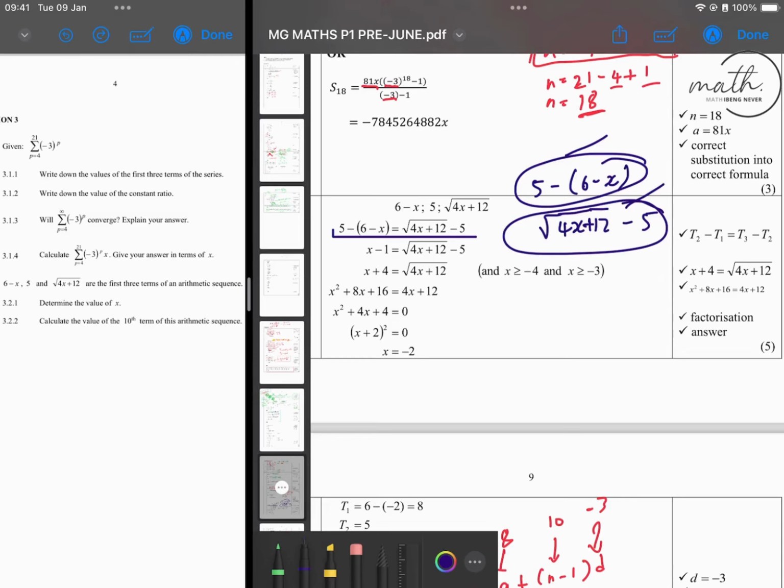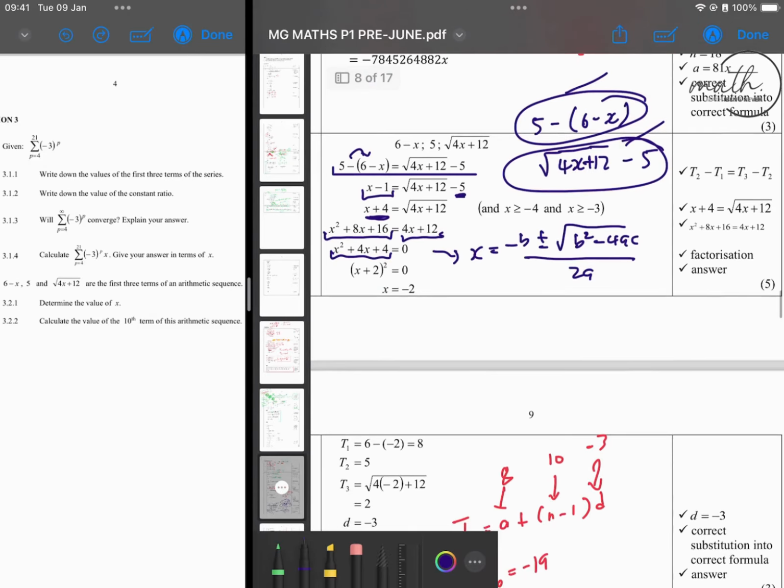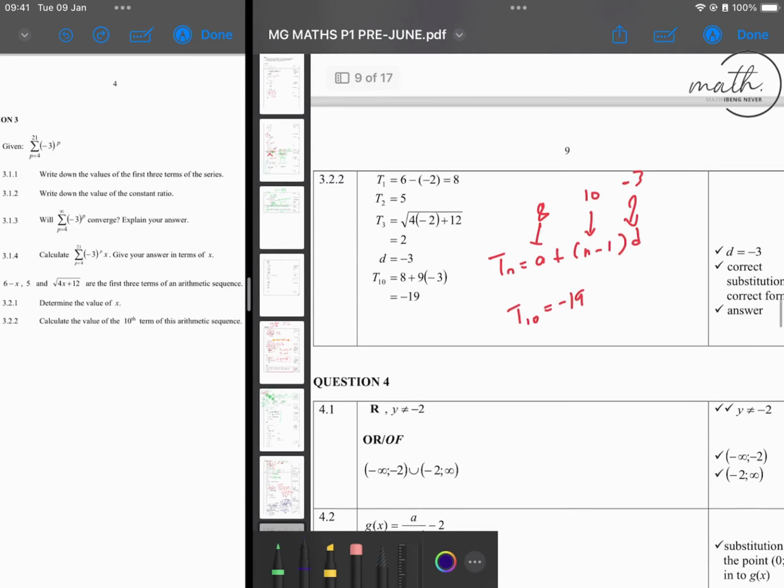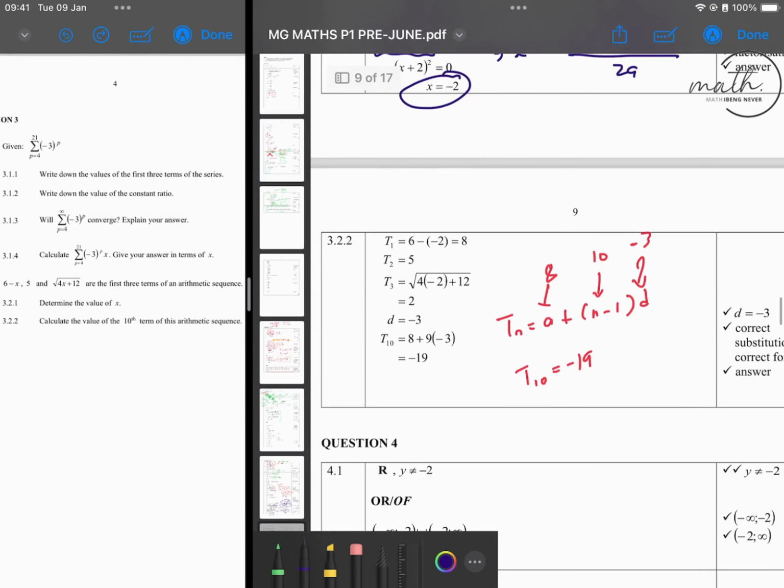Then you solve for x. Multiply the negative inside, and then simplify and end up with that. Move the 5 to the other side, you're going to end up with that. Apply square root on both sides, 2 brackets, end up with that. The square root is gone. Move things to one side, you have that. You can use x equals minus b plus or minus square root of b squared minus 4ac all over 2a to get your answers. You'll see that you're going to get 2 and negative 2. For 3.2.2, now you've solved for your x.